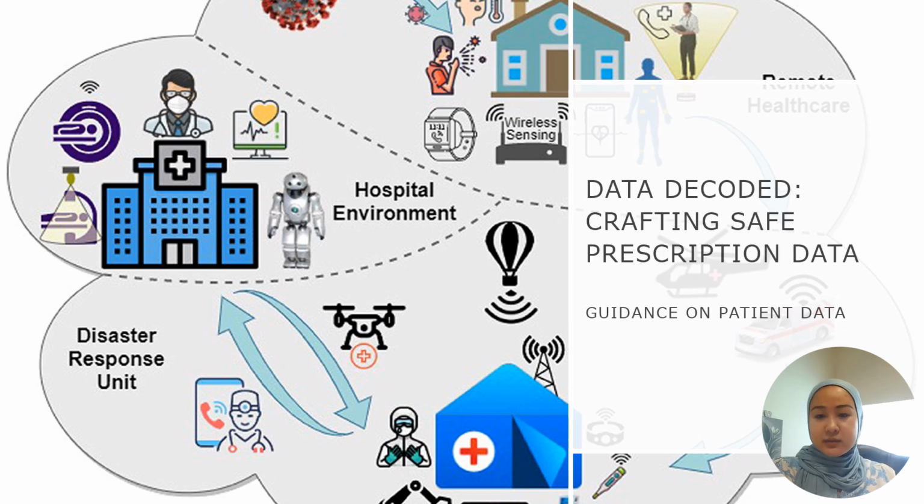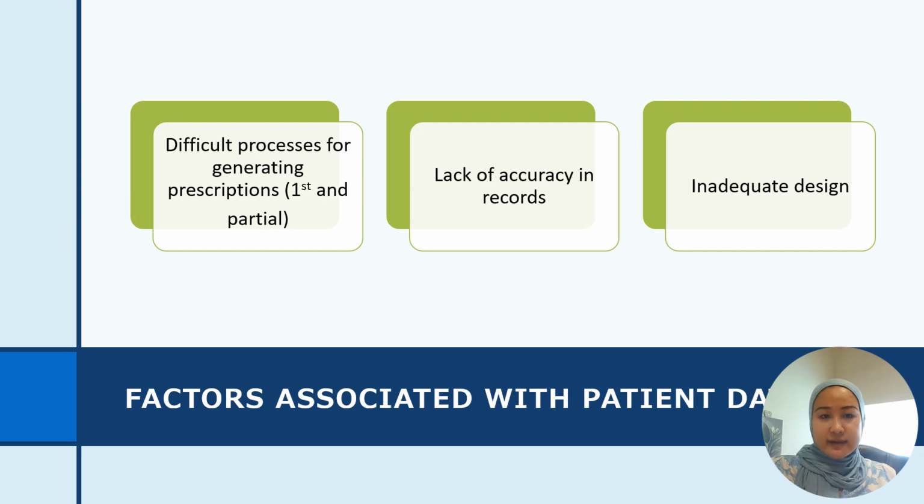Second, the guidance on the patient data is also important to prevent medication error and to ensure medication safety. There are three factors associated with the computerized information system or patient data. The first one is the difficult process to generate the first prescription, such as the default dose regime or missed alert. Second, it might be due to the process of generating the correct repeated prescriptions, some lack in terms of the accuracy in the records, and also the inadequate design that might allow human error.